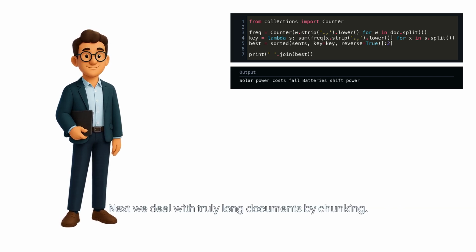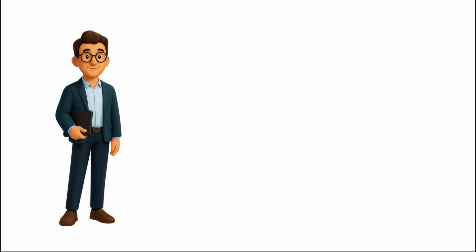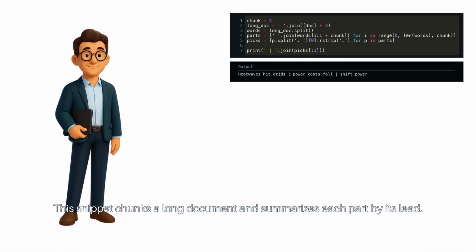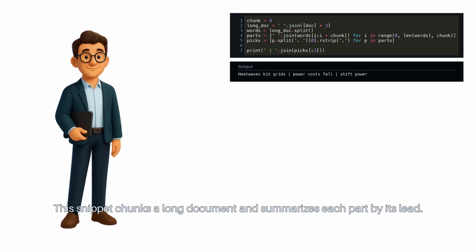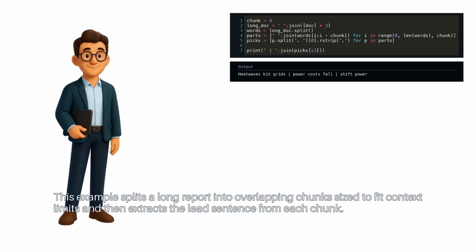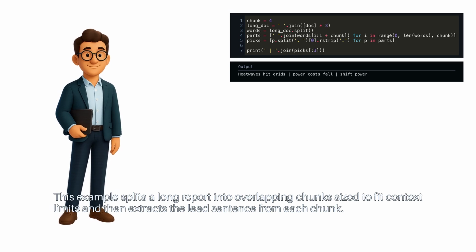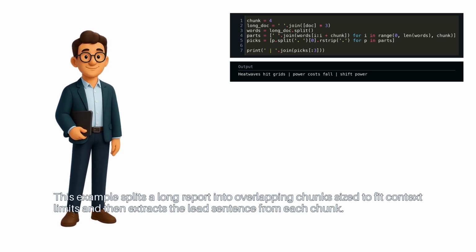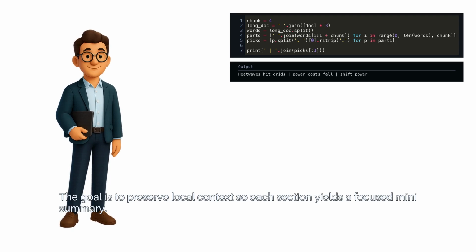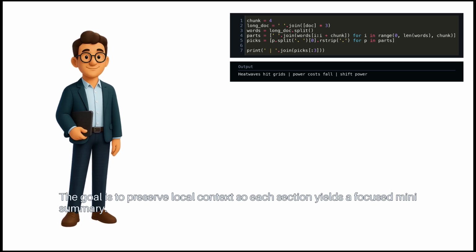Next, we deal with truly long documents by chunking. This snippet chunks a long document and summarizes each part by its lead. This example splits a long report into overlapping chunks, sized to fit context limits, and then extracts the lead sentence from each chunk. The goal is to preserve local context so each section yields a focused mini-summary.